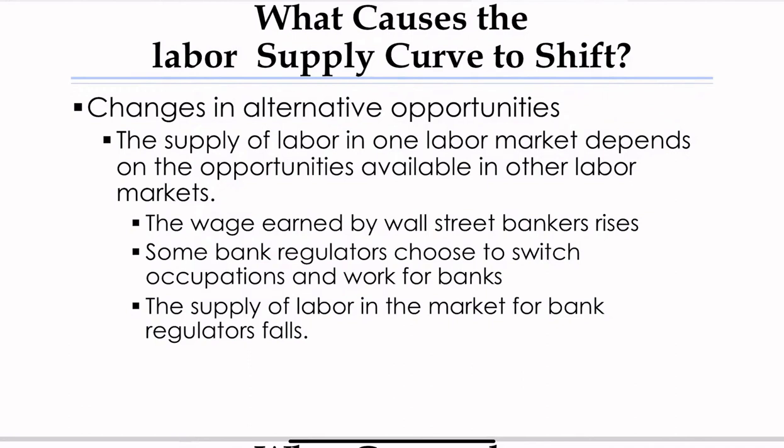So basically, it means that if there are two markets, labor market A and labor market B, and if wages in labor market B increase, then this will put some pressure on labor market A. People or workers from labor market A will change jobs. They will try to leave labor market A and find a job in market B. So this will reduce the supply of labor in labor market A.